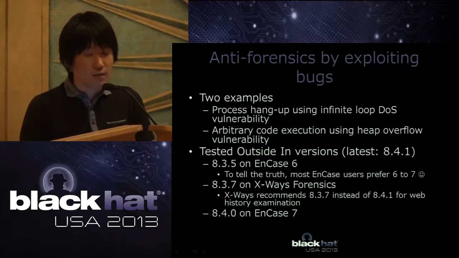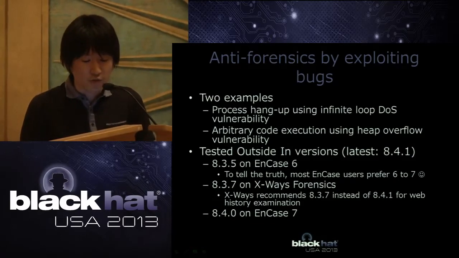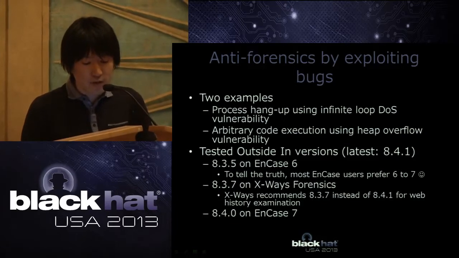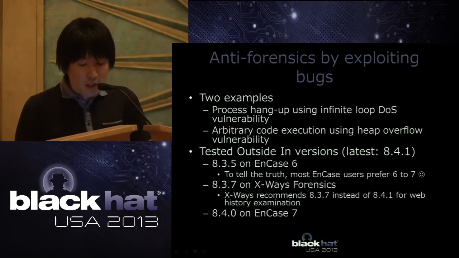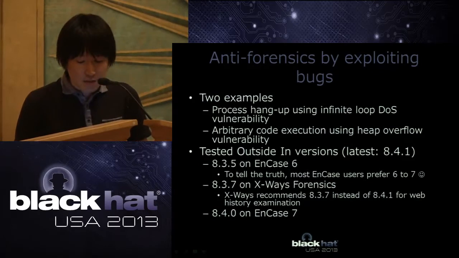Anyway, if you install EnCase 6, Outside In 8.3.5 will be installed by default. In the case of version 7, 8.4.0 is installed. On the other hand, we can select 8.3.7 or 8.4.1 in the installation of X-Ways Forensics. But X-Ways recommends 8.3.7 for web history examination because the HTML preview function of the index does not work in the latest version. That's why I selected 8.3.7 for testing.